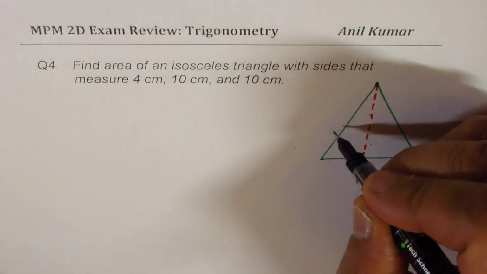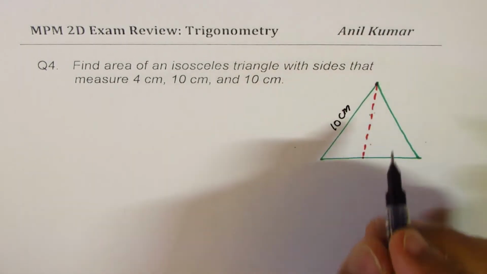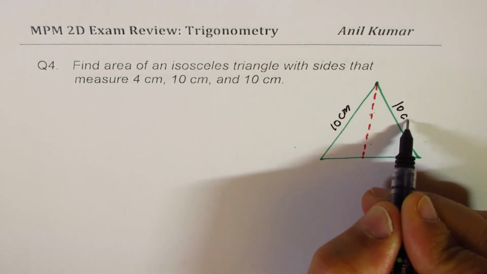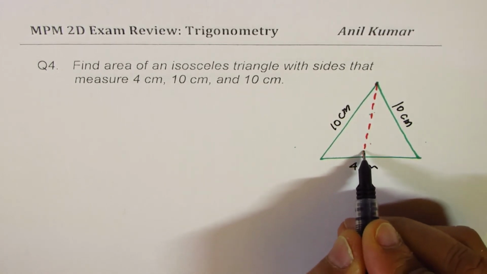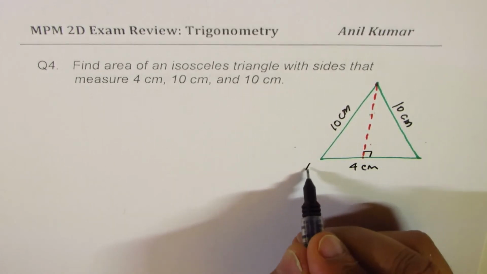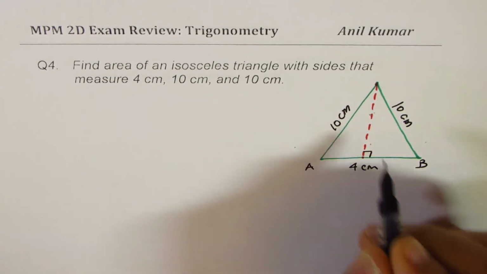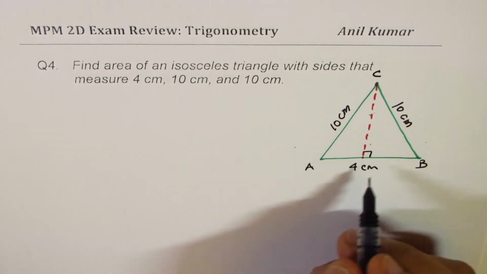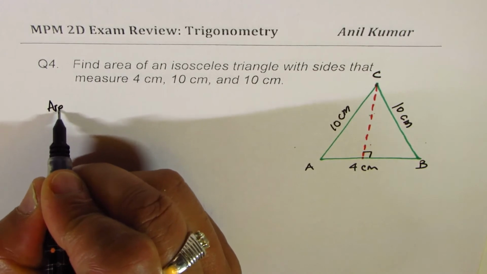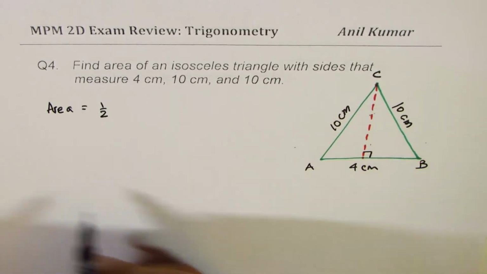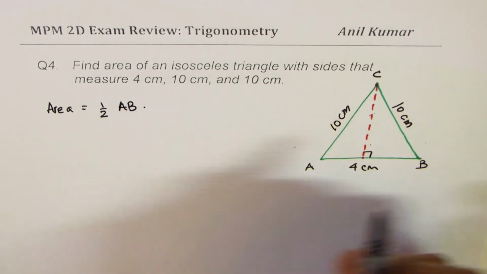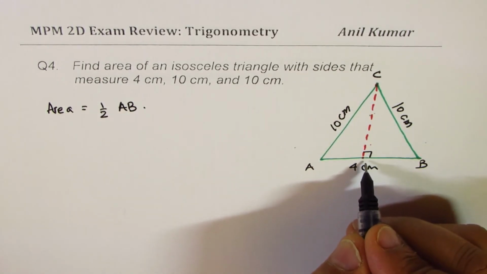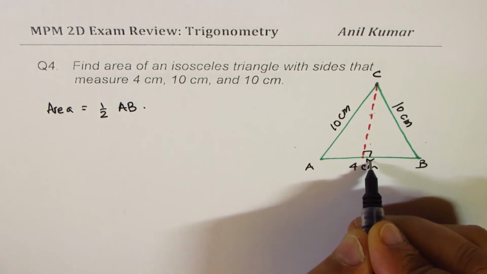right? So this is 10 centimeters. This is also 10 centimeters. And here we have 4 centimeters. We dropped a perpendicular. Let's call this triangle ABC, for example. So we know the area of this triangle is half AB times, let's call this point, this will also be a midpoint, right?